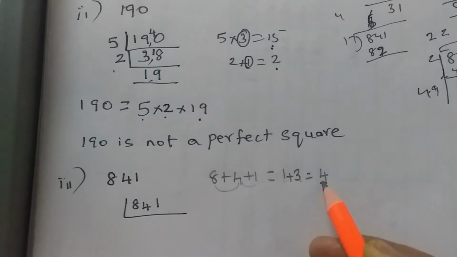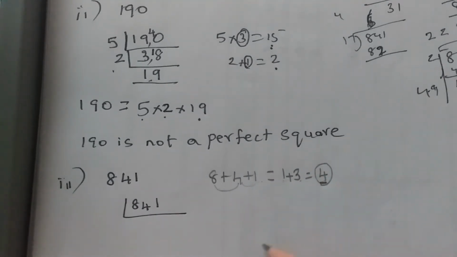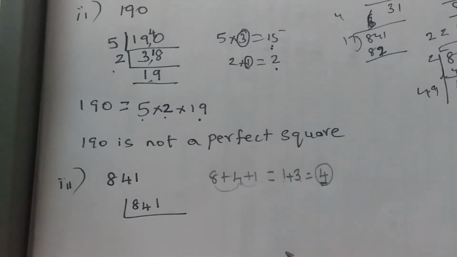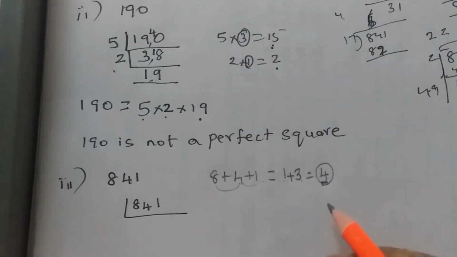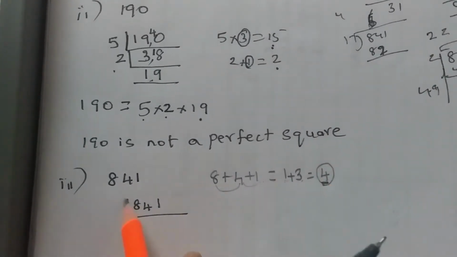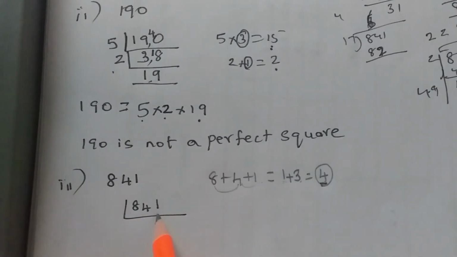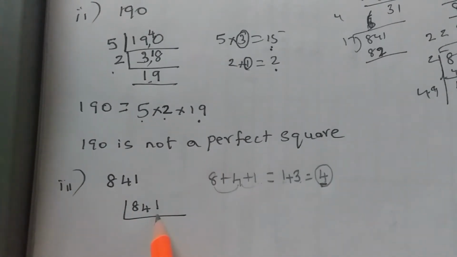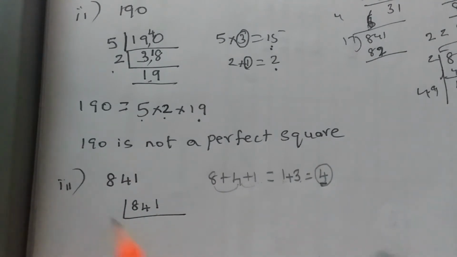Now check whether this 4 is there in the 3 table. Or do you have 4 in the 3 table? 3 ones are 3, 3 twos are 6. So 4 is not divisible by 3. Therefore, 841 is also not divisible by 3. That is, we cannot divide this number by 3.